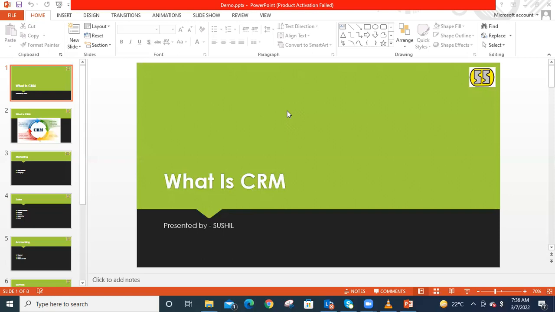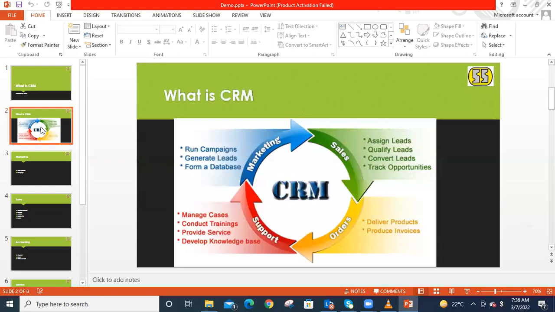Now let's understand what is Siebel CRM, or any CRM. It's not only about Siebel CRM, it's any CRM. Let's simplify it. In CRM, we do the entire business flow. What does entire business flow mean? It starts from marketing to sales to orders to support. In any business you will be able to find these four functionalities. We'll be doing certain product marketing, certain sales, certain orders, and certain support.